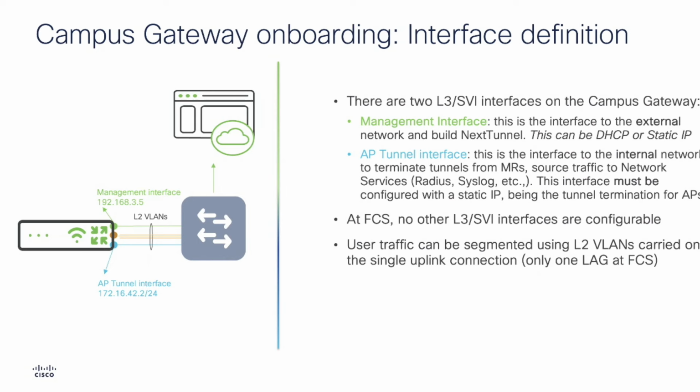And if you do make the management interface static, you can use the same IP address for the AP tunnel interface if you only want to have a single IP deployment. Otherwise, you can split them up if you need to. At FCS, we won't have any other L3 interfaces configurable, and then the rest of the VLANs, so the client VLANs, will just be L2 definitions on the box.